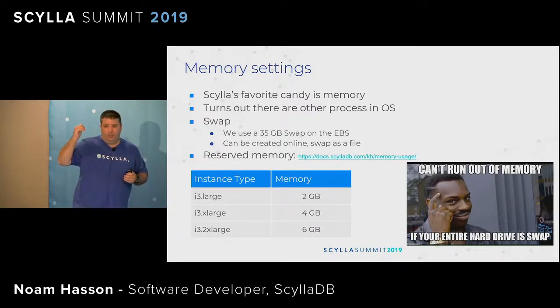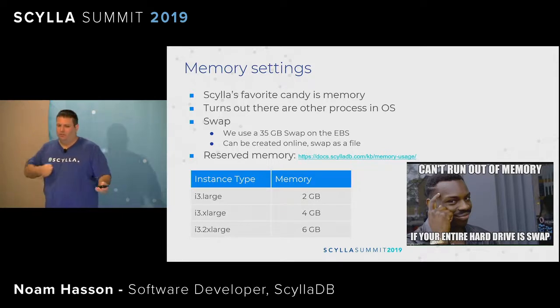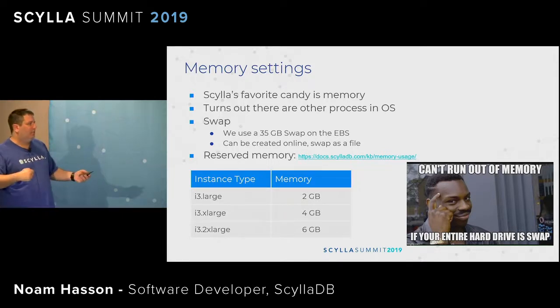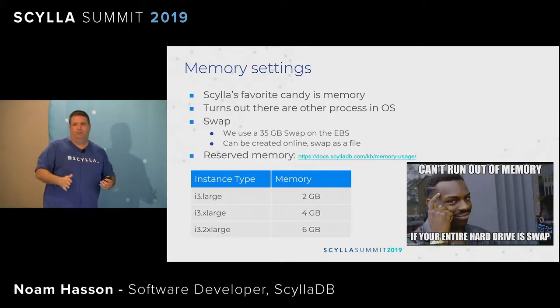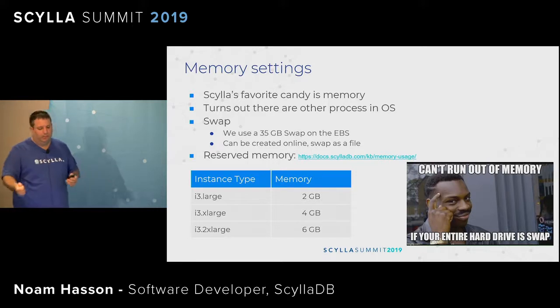Swap can be created online. You can create it as a file. You don't have to use a partition. It's just much simpler. You don't have to create partitions or resize partitions, and using it as a file gives you basically the same performance, with much easier management.